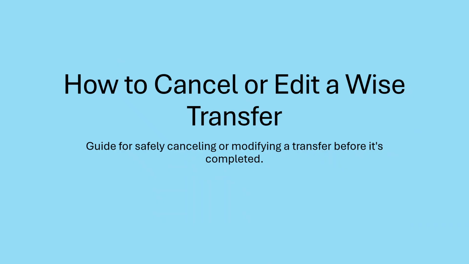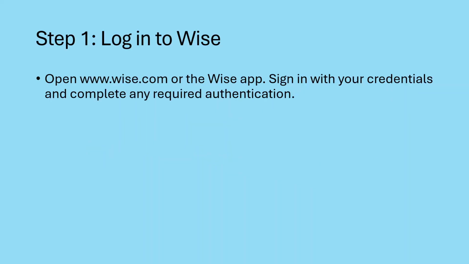In this video, I'll show you how to cancel or edit a Wise transfer. Step 1. Log into Wise. Open wise.com or the Wise app. I will leave a link to wise.com in the description down below. Sign in with your credentials and complete any required authentication.